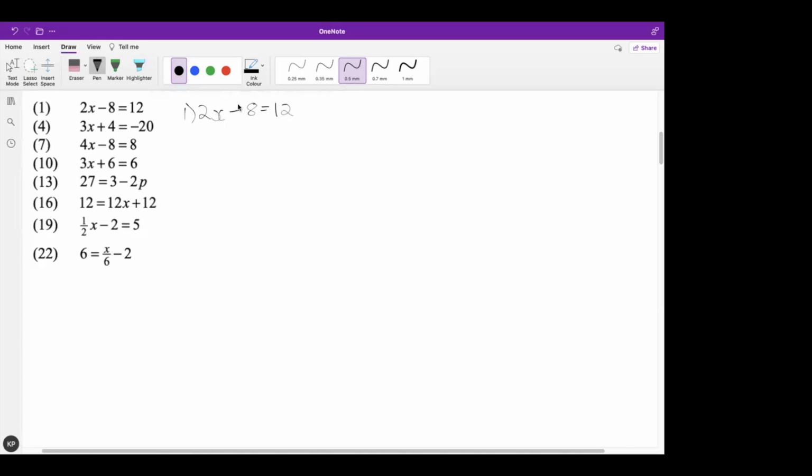Nice, Alice. We're going to take 8 over, which means it's going to become a plus 8, right? And then I have 2x is equal to 12 plus 8, which is 20. Then how do we get rid of the 2 in front of the x? Alice is always ready. Divide by 2 on both sides. Therefore, x is equal to 10. Easy enough, right?